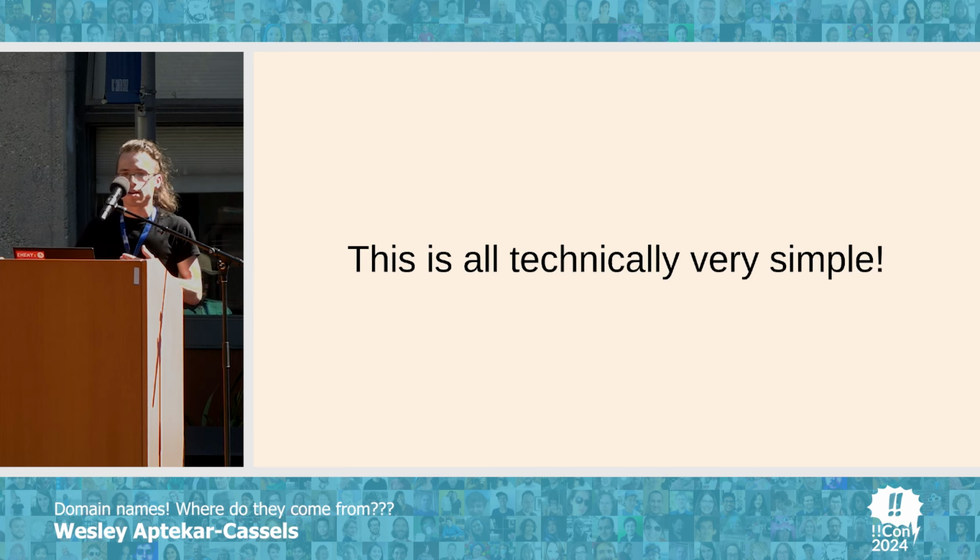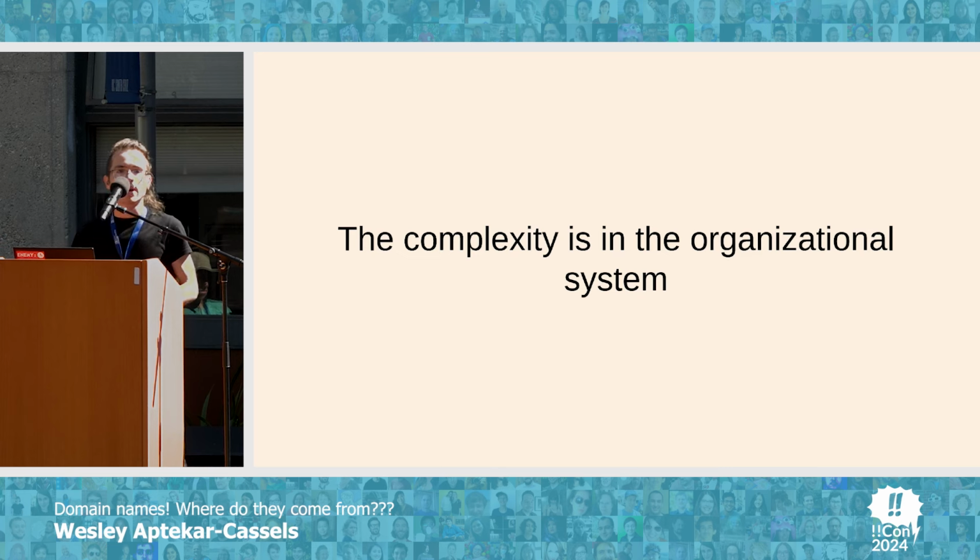So we have this technically very simple system, right? EPP is very simple. DNS is fairly simple. You can write software that deals with these protocols in a weekend if you're fast. And really the complexity of it is all in the political and organizational systems. And I think this is a very valuable lesson if you look at DNS as an example of a system that is one of the oldest and most ubiquitous computing systems that we have. Why has it lasted this long?